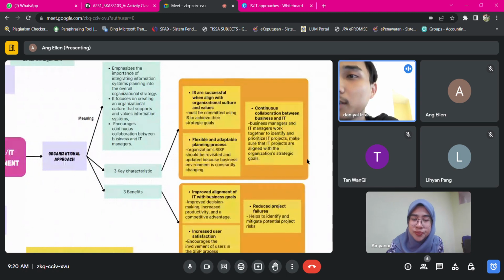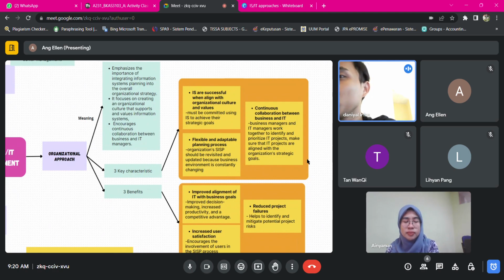And then they have three characteristics. The first is IS are successful when aligned with the organizational culture and values. So it means that they must be committed to fully utilizing the information system to achieve their strategic goals. The second characteristic is a flexible and adaptable planning process. So the organization's SISP should be revisited and updated, and must be flexible, because the business environment is constantly changing.